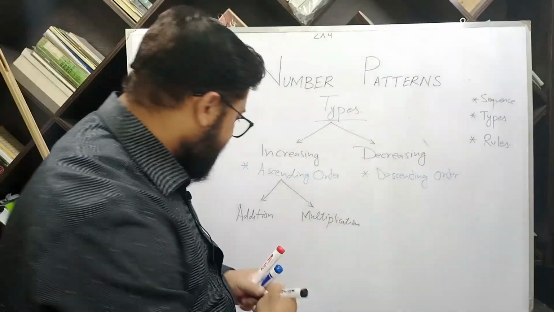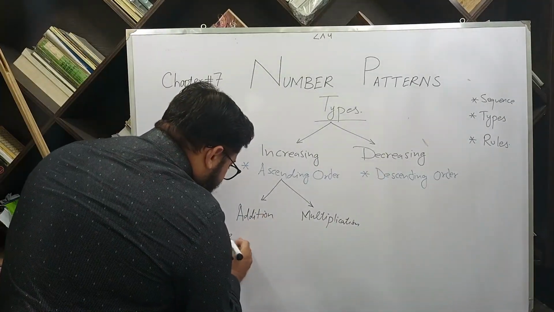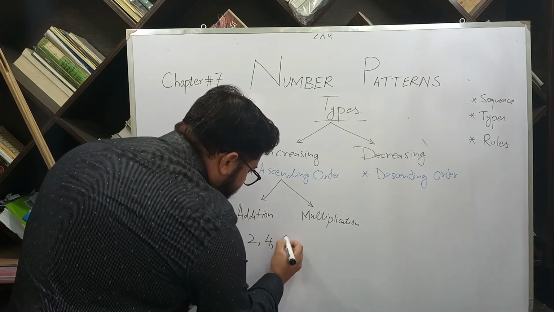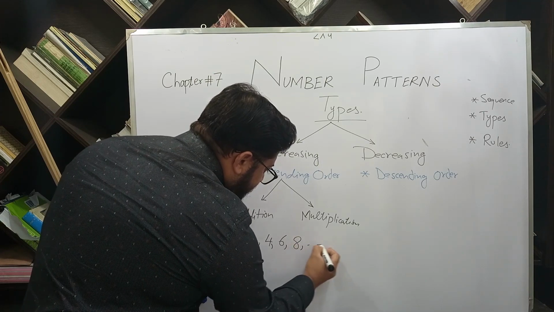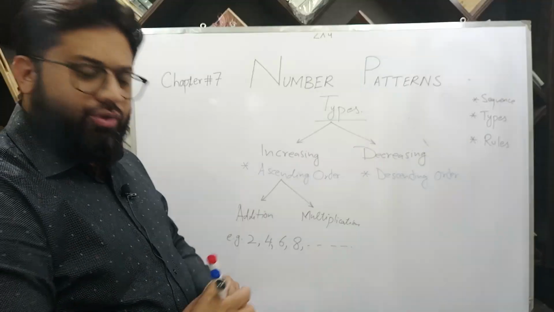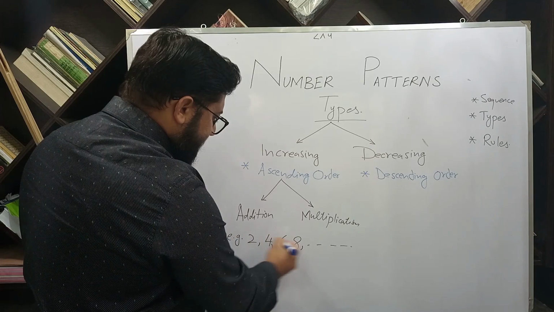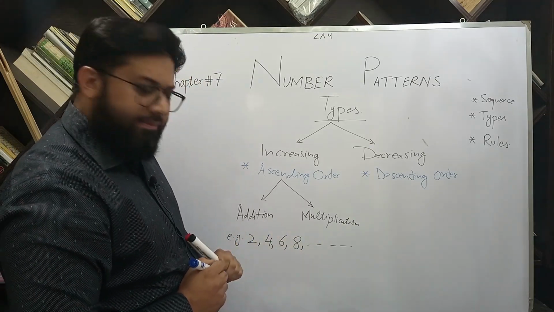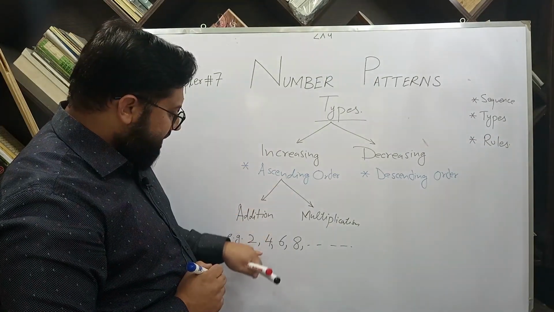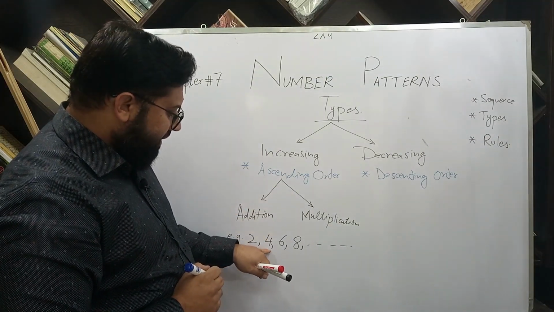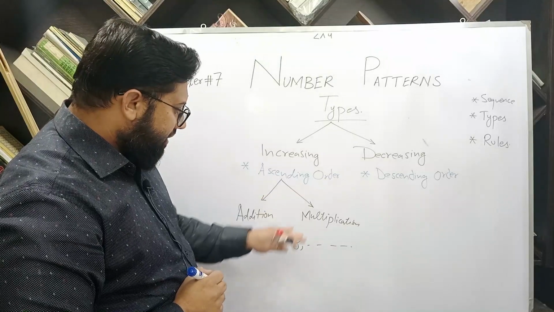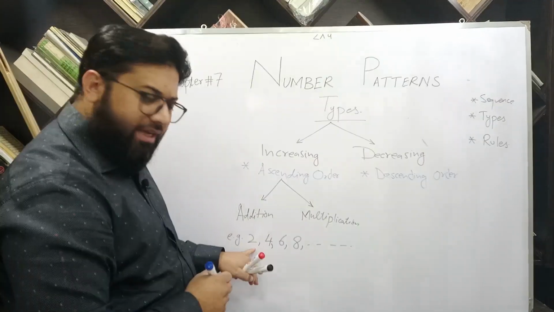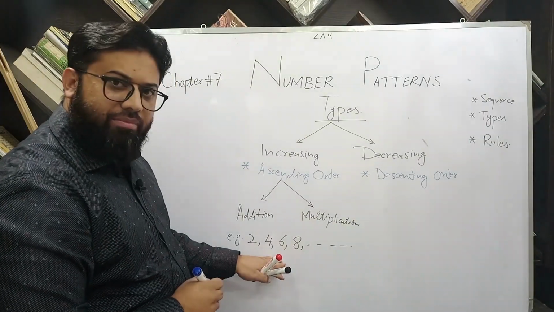Let me quote an example. For example, you can see 2, 4, 6, 8 and onwards. You can see here, this is an increasing sequence. Why? Because the numbers are in ascending order, they are gradually increasing. Now I have to find out whether addition or multiplication is working in the background.